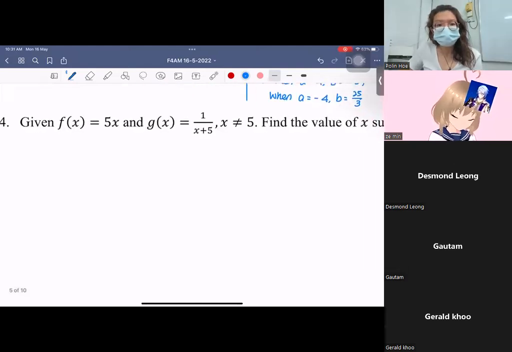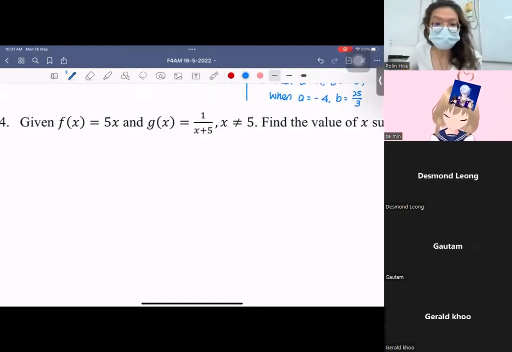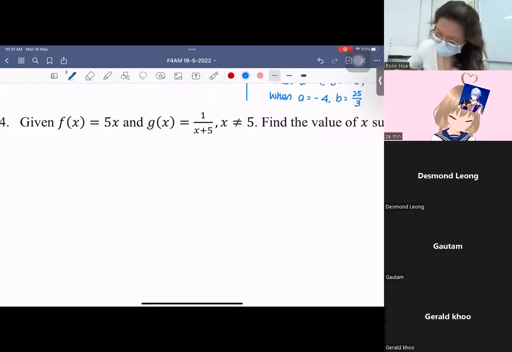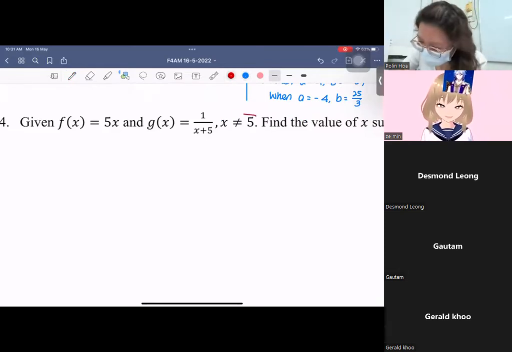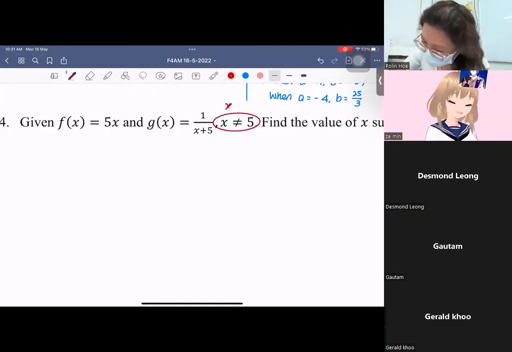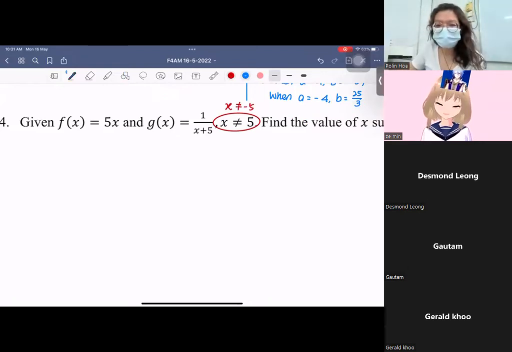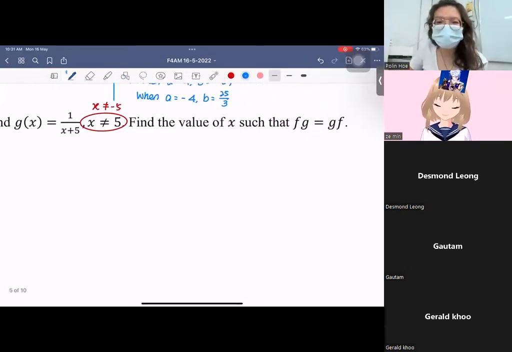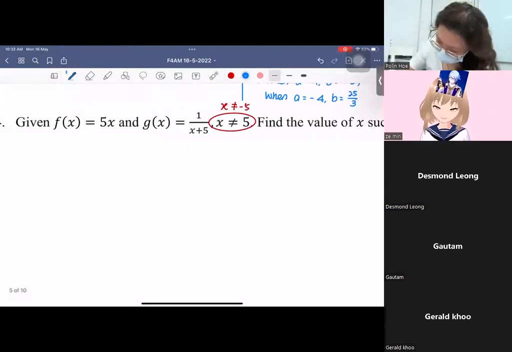The next one, given that f(x) equals 5x and g(x) equals 1 over x plus 5, x is not equal to 5. What is my mistake? Sorry. x is not equal to negative 5. Sorry for the mistake. Find the values of x such that fg equals gf. fg equals gf. So you write like this.